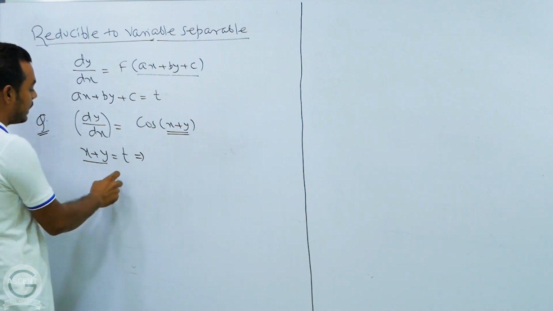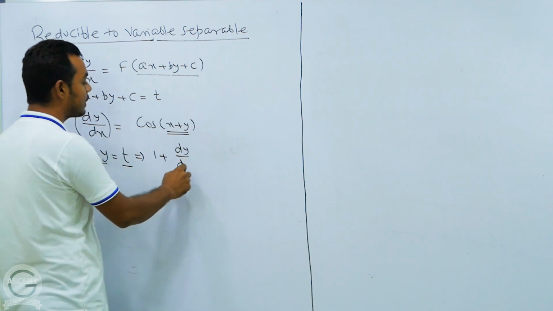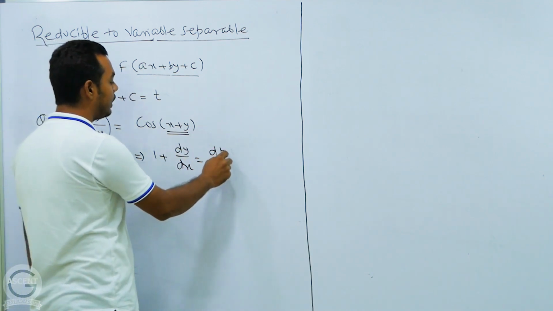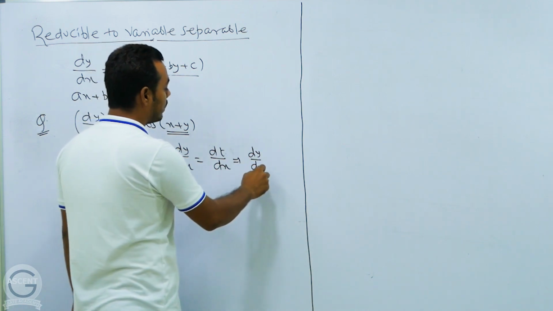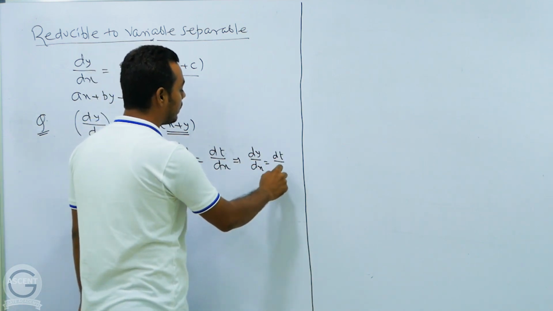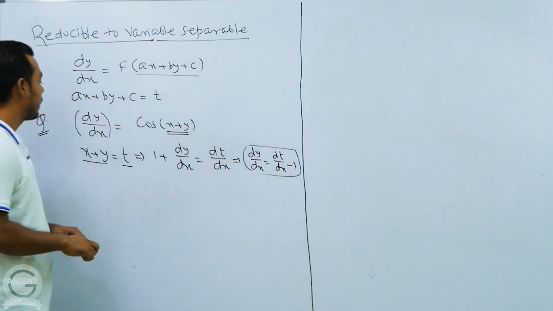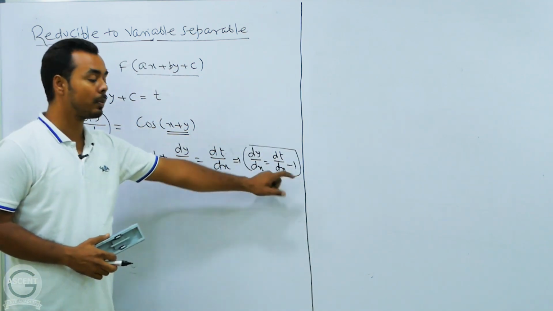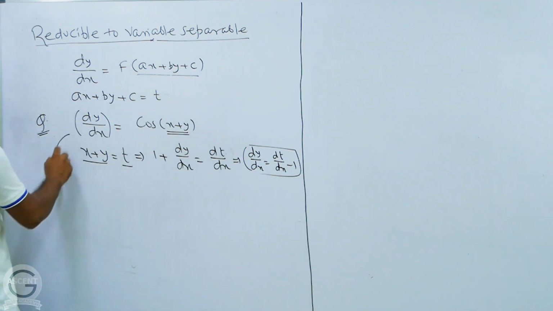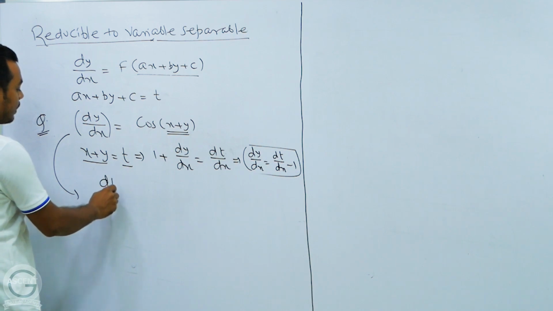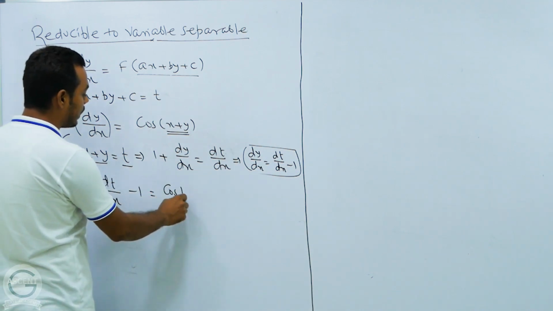So if I differentiate this relation with respect to x, I will get 1 plus dy by dx. This will be dt by dx. So this means dy by dx will be dt by dx minus 1. Now in place of dy by dx, I will write dt by dx minus 1, and in place of x plus y I will write t. So our differential equation will become dt by dx minus 1 equals cosine t.